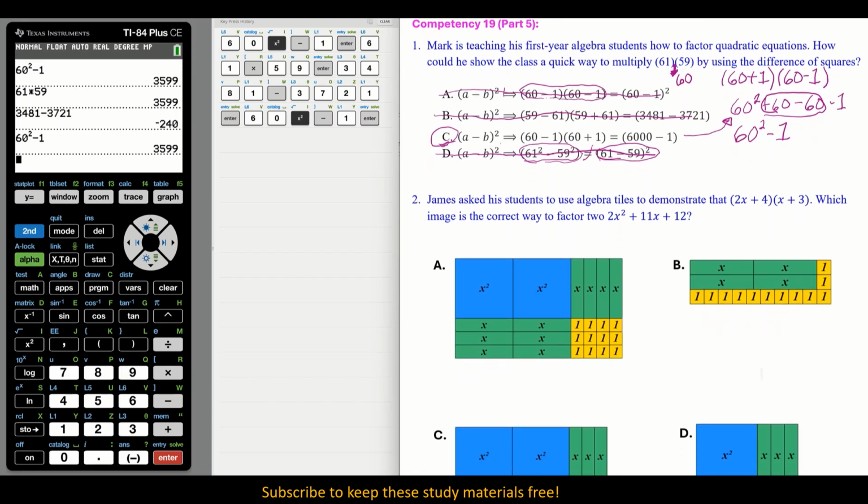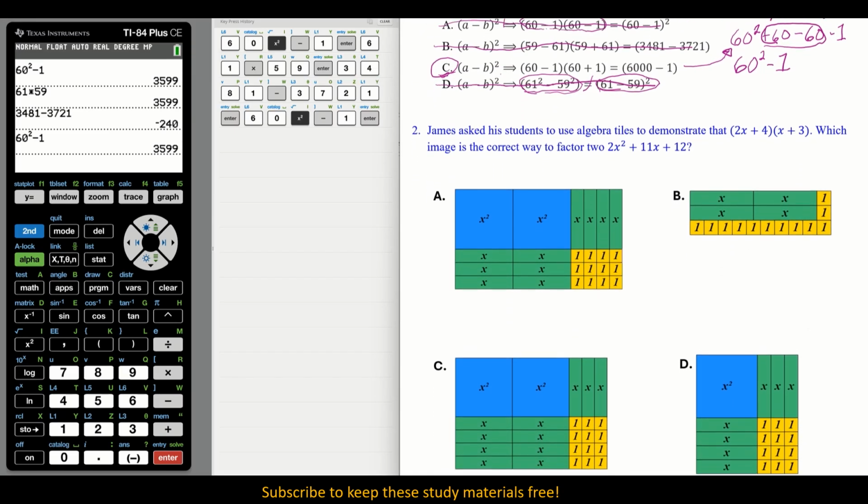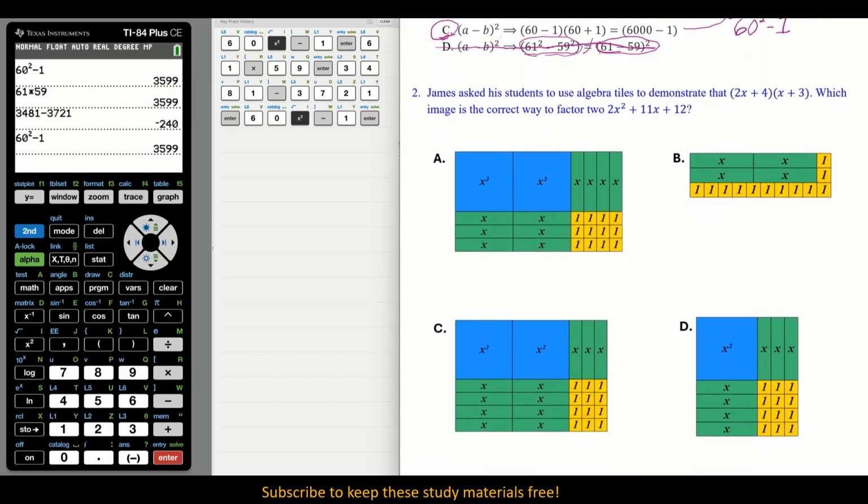All right, let's look at number 2. We will not need the calculator for this. I can see it right now. This is just to have you work with algebra tiles before. Can you make sense of them?